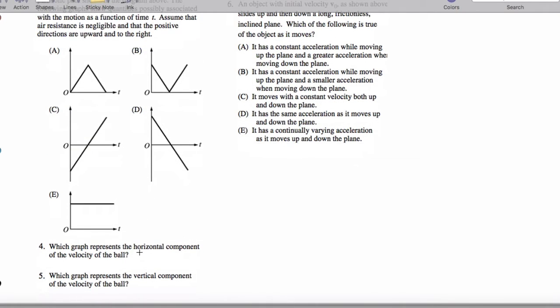Let's remember the horizontal component of the velocity, that is V naught cosine theta, and that never changes, which is exactly what graph E is, right there.